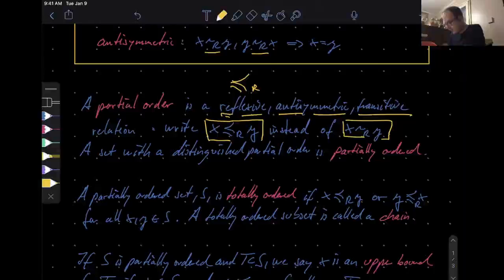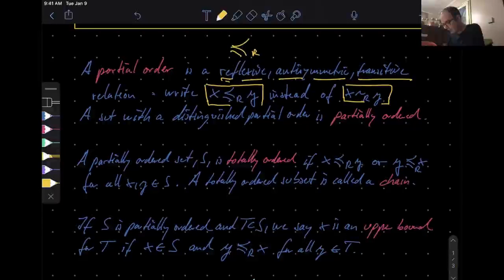And that's sort of what's hidden here in that next definition. A partially ordered set is called totally ordered if indeed this happens. So either x is related to y or y is related to x, for all x, y in the set. Now a partially ordered set itself can be totally ordered or not, but if it's not, then what still could happen is that a certain subset is totally ordered, and that gets the special name a chain. So a chain is just a totally ordered subset in a partially ordered set S.